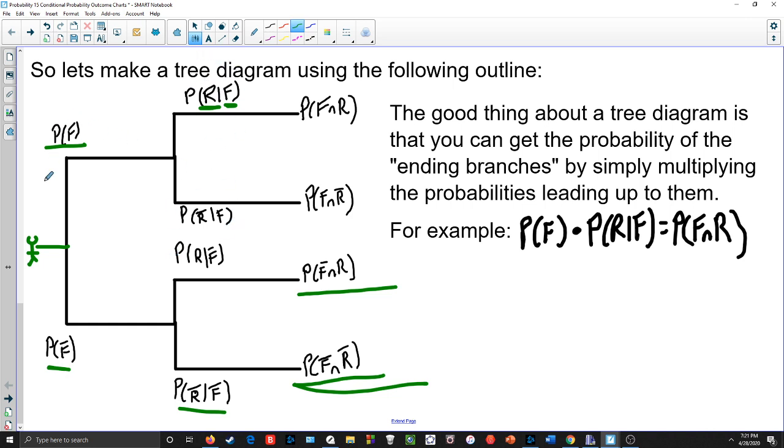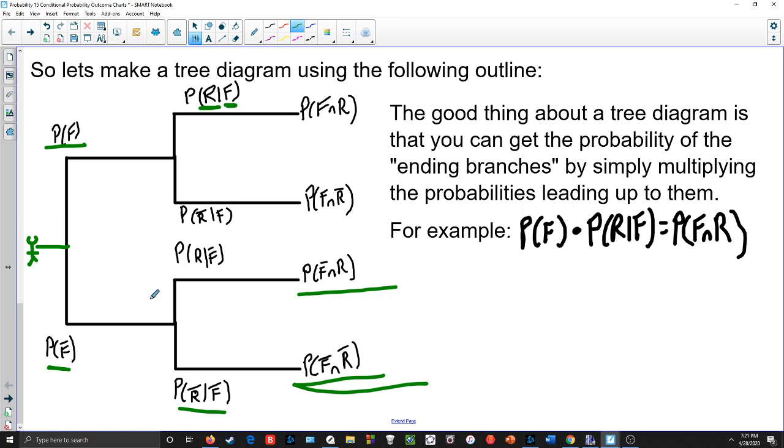So think of this as the gender split and then these as the movie split. So that's kind of how we make these probability charts: we take it one set of items at a time. Now you could reverse this and do the movie split first and then the gender split down here.